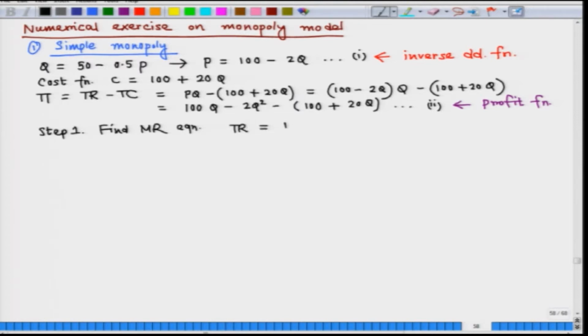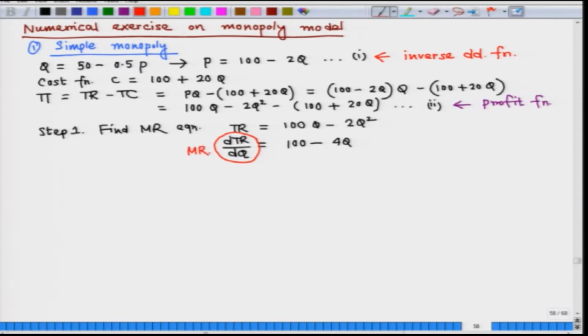So, my TR is basically 100 times Q minus 2Q square, right. So, from here I can simply take the derivative with respect to the decision variable, which is basically the output level, and I get 100 minus 4q, right. So, this is basically my marginal revenue, right.